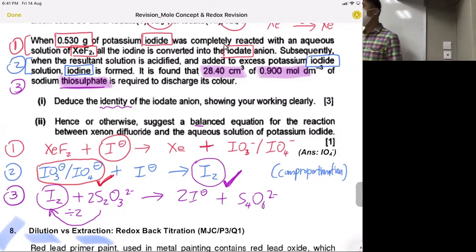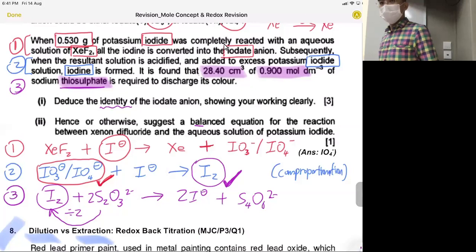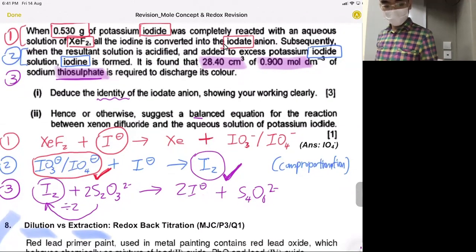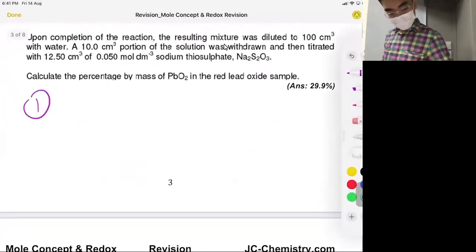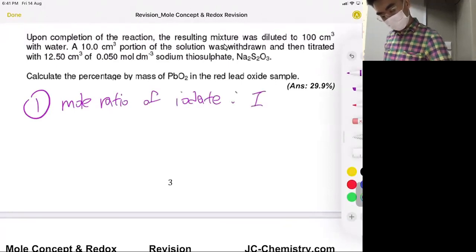I can tell you the mole ratio is 1:4, but of course you have to prove that to me. Okay, I repeat, you have to find for me the half equation for IO3 to I2 and IO4 to I2 after you have found the moles, of course. Okay, so I write down the steps here. Number 1, find the mole ratio of iodide to I2.